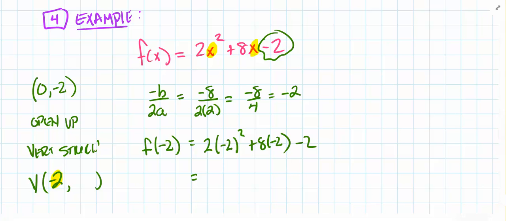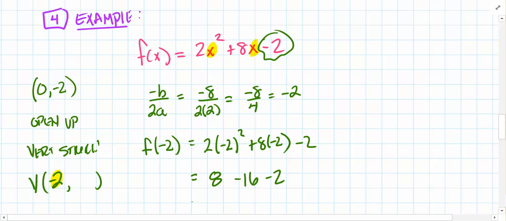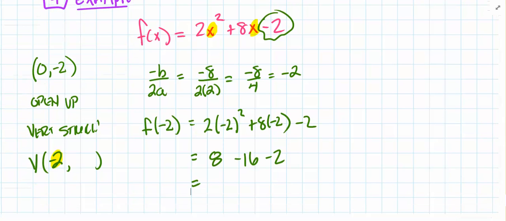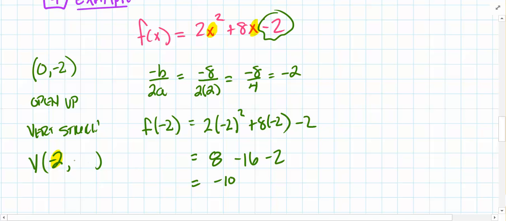So negative 2 squared is 4, times 2 is 8. This would be negative 16 and this would be minus 2. So this would be negative 10, right? No, it's just f of negative 2. Okay, awesome. We've got a lot of good information right here now, right?